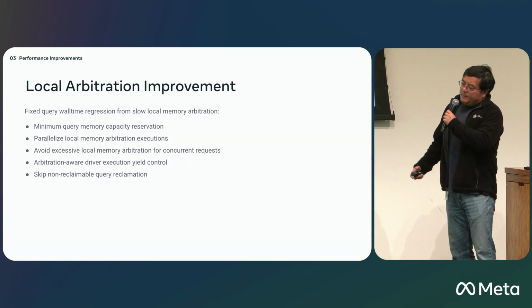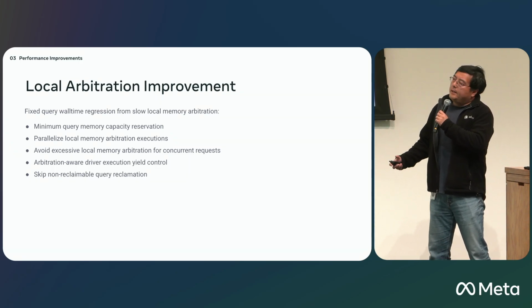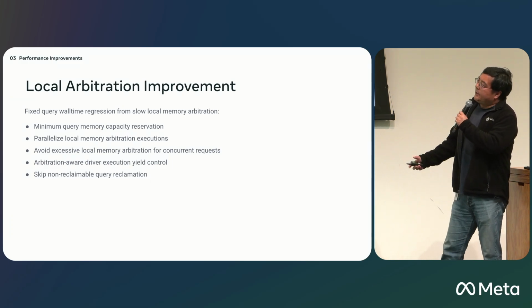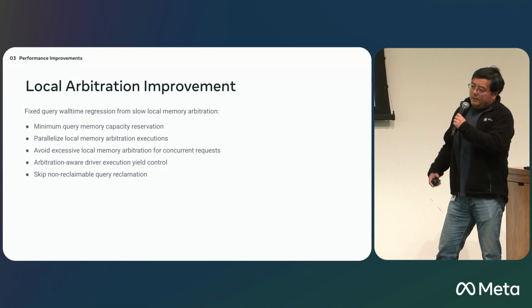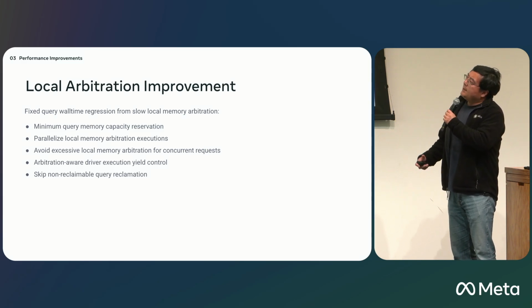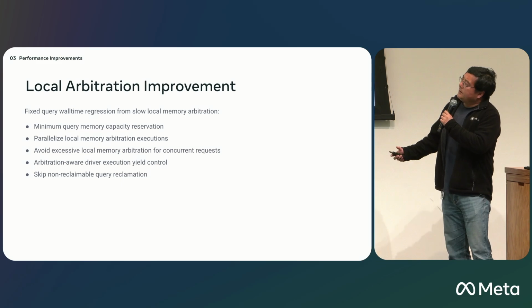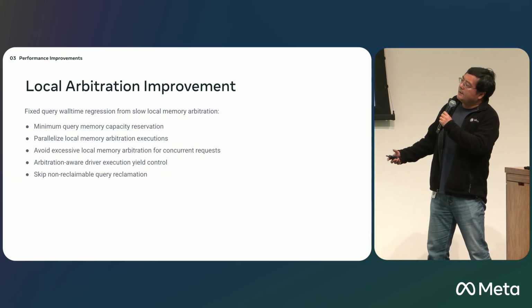If a memory arbitration process triggers spilling, it can be very slow, because at Meta we spill data to remote storage, so the tail latency could be very large. By observation, we found that small queries, which take about 10 megabytes of peak memory and finish in sub-seconds, are affected the most.